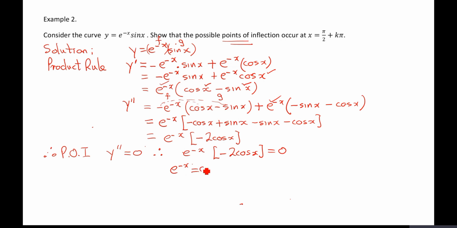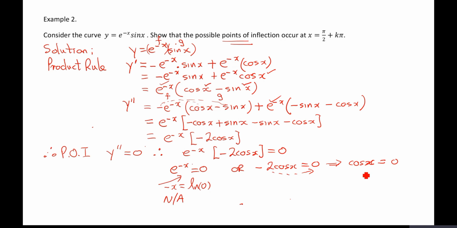e to the minus x is equal to 0, or minus 2 cos of x is equal to 0. And that tells me that cos of x is equal to 0, dividing by the minus 2. Now, before I do cos of x, let's have a look at this. We can introduce ln on both sides, and we will obtain minus x is equal to ln of 0. Now run to your calculator. What do you obtain? That cannot be found. So there's no solution in that case.